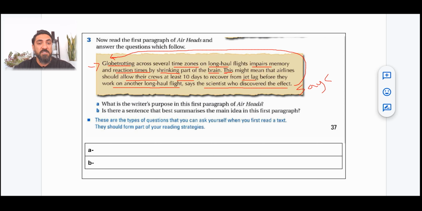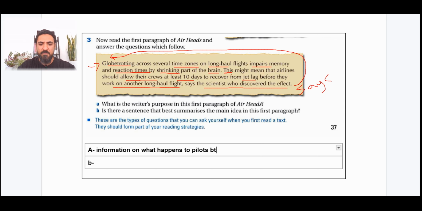So what is the writer's purpose in this paragraph? You can absolutely understand that the writer's purpose is to provide brief information of what happens to your brain when you go on long haul flights. So information on what happens to pilots' brains on long distance or long haul flights.